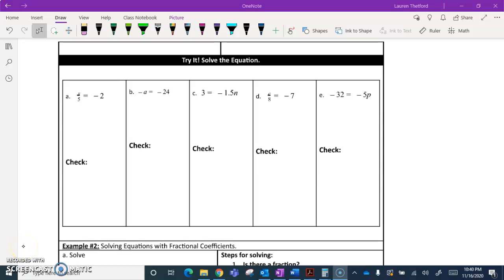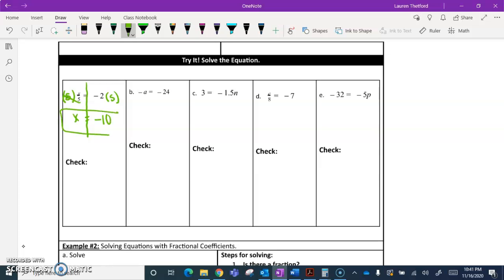All right, let's go over these problems. So we are going to draw a line. We are dividing by 5, so we are going to multiply by 5 on both sides because the opposite of division is multiplication. These cancel, and we have x equals 5 times negative 2, which is negative 10.